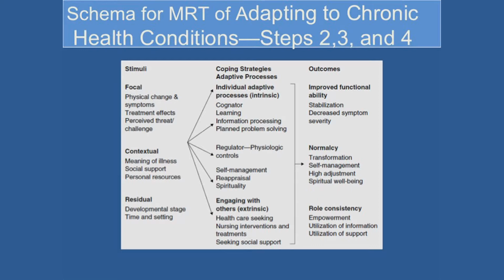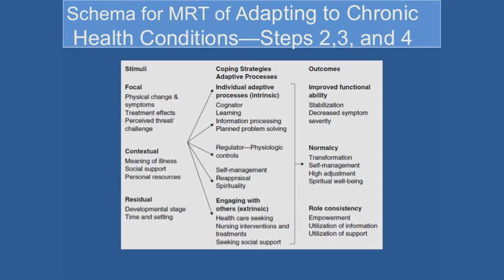Step 2, where we identify the major concepts, we list them again according to the stimuli: focal, physical change and symptoms, treatment effects, and perceived threat and challenge. The contextual, the rest of the stimuli present, the meaning of illness, social support, and personal resources. Residual, developmental stage, the time and setting. These then are handled by all the coping strategies.